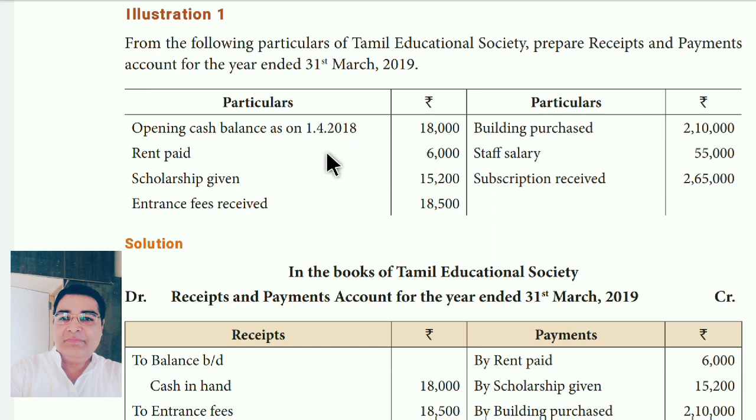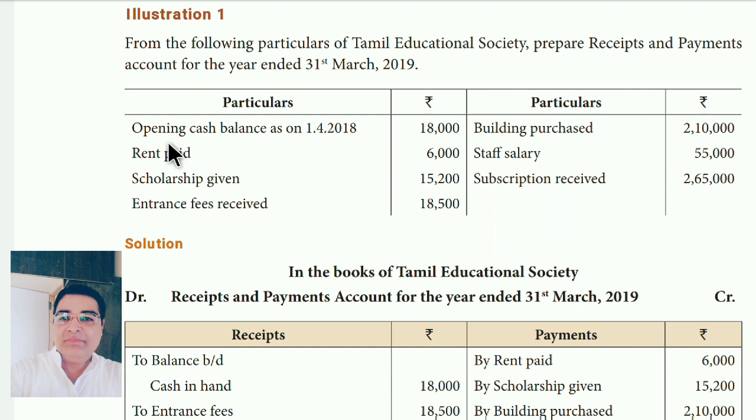So where to write the opening balance? This is the answer. You have to write in a double page in the books of Tamil Educational Society in the first line. In the second line you have to write in the center of your page, Receipts and Payment Account for the year ended 31st March 2019. Debit, credit, receipt, outer column, rupees, payment, outer column, rupees, on the right side of your page.